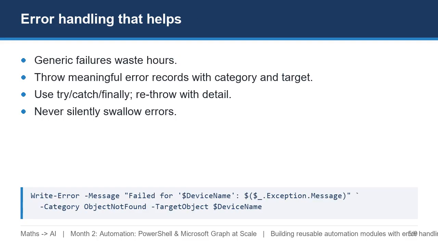Generic, opaque failures waste hours of someone's life. Throw meaningful error records that carry a category and a target object, so callers can catch a specific type and operators get real context. Use try-catch-finally, and when you catch an error, rethrow it with added detail rather than swallowing it. A caught error you ignore is a future incident. Here we surface which device failed and why, with an ObjectNotFound category that a caller can branch on.